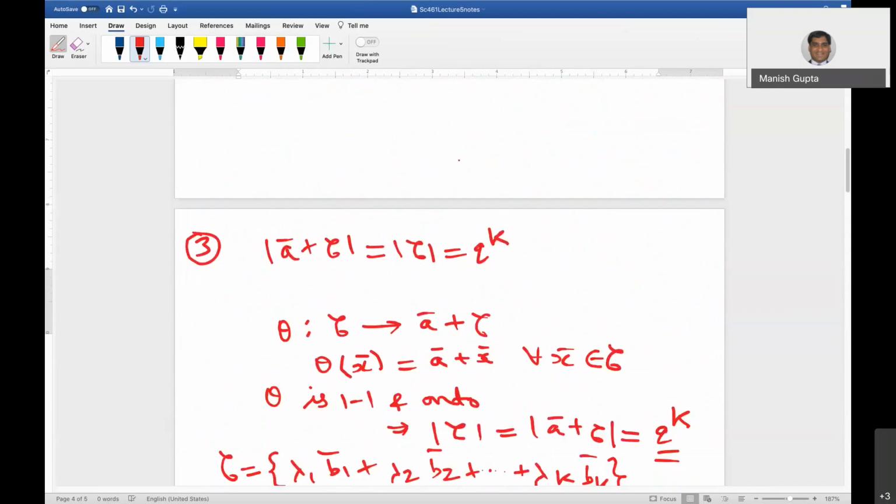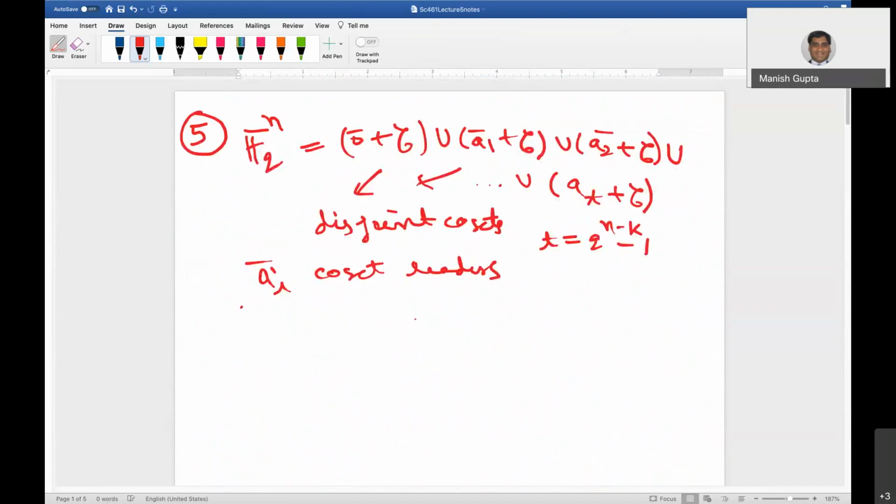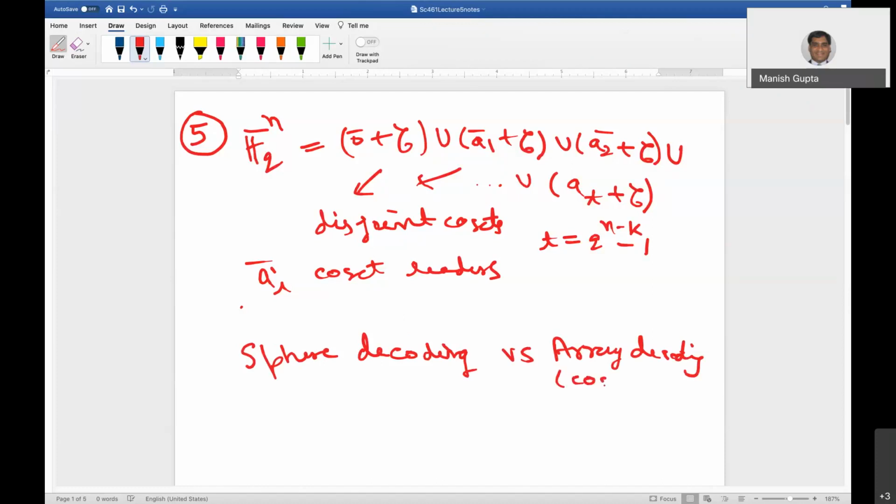So we saw what sphere decoding is. Now, sphere decoding versus array decoding, or coset decoding. Or Slepian decoding, it was given by Slepian. This is very popular.